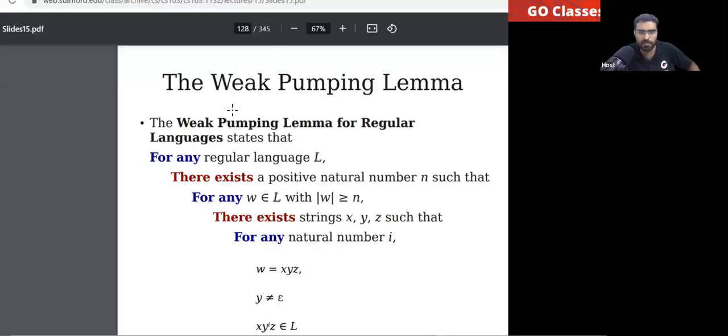And there is another version from Stanford University. This is your version 3 of pumping lemma. Okay, so these are the 3 versions. Tell me, what is the difference between all these versions?